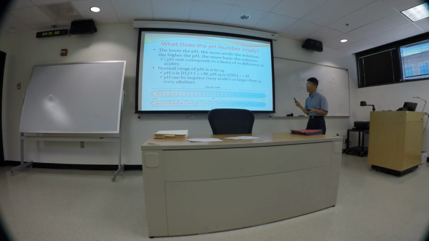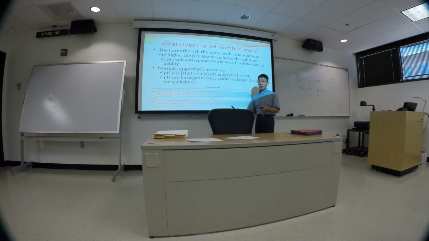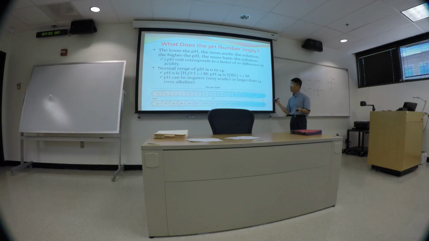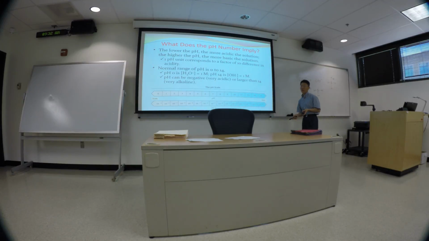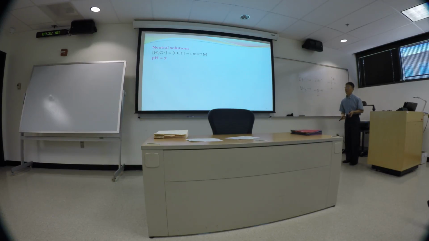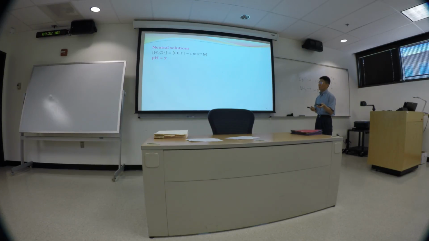So the scale that we need you to remember: for anything acidic, the pH has to be less than 7. For anything basic, the pH must be above 7. Right at 7, that's a neutral solution. In this case, a neutral solution means you have equal concentrations of hydronium ion and hydroxide, each equal to 1.00 times 10 to the negative 7.